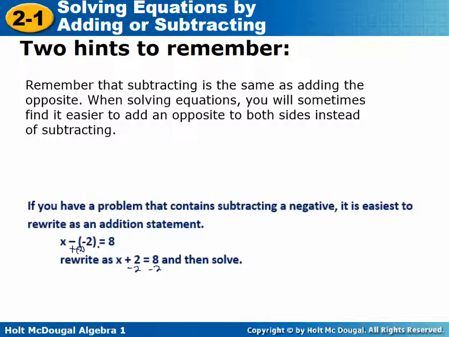So see how confusing that gets with all of these negatives? So I'd have to add -2, or you can just subtract 2 and get 6. It's much easier if you rewrite this. When you see a minus and a negative, you can change that to plus.